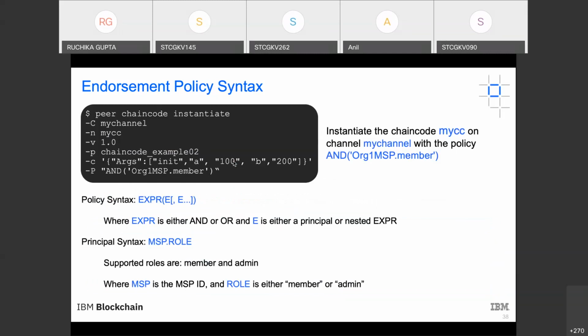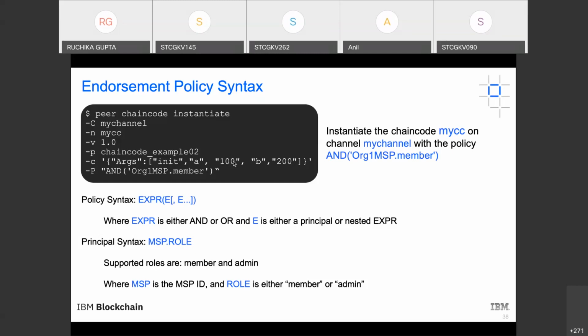So these are how you define the endorsement policy, the syntax. You can do it via command line. If you're not using any tool, the only way is using a command line where you can say that this is my chain code, I would like to instantiate it on this channel, this is the name, this is the version, and the name of my chain code file. Then my input parameter, which function I want to pass when my chain code gets instantiated, what are the different parameters I'm passing to it, and what would be my endorsement policy.